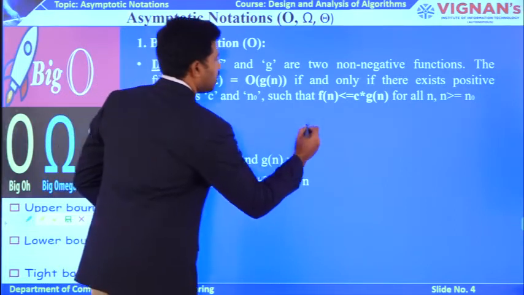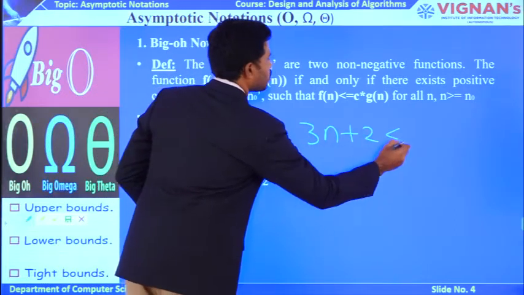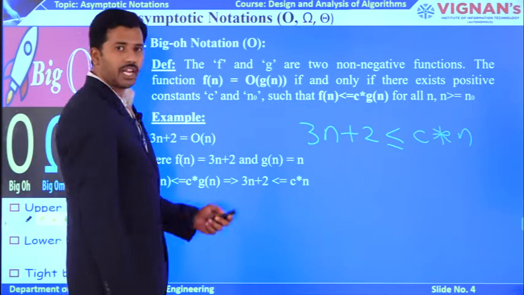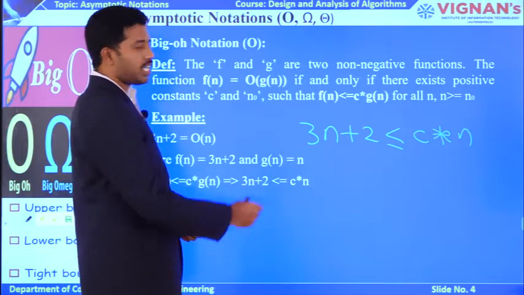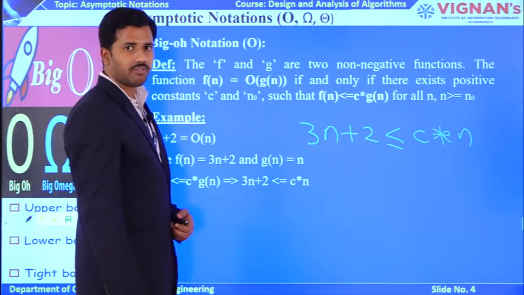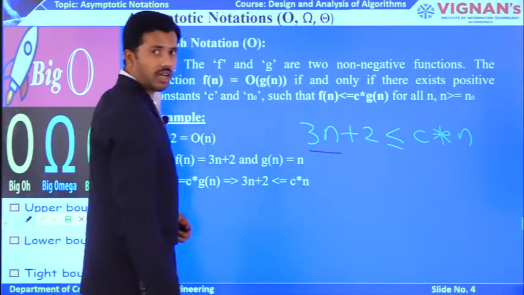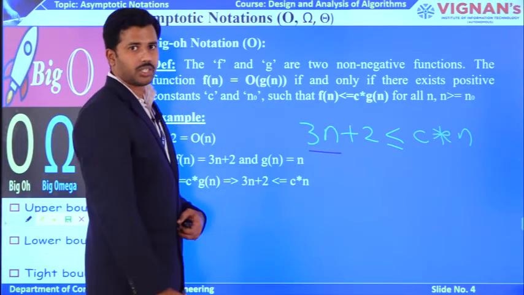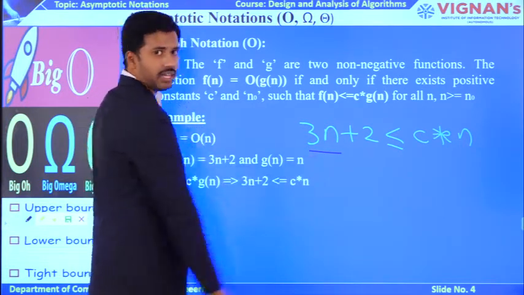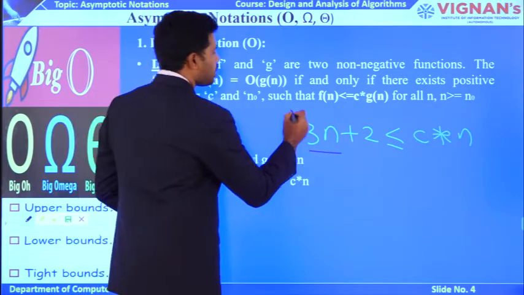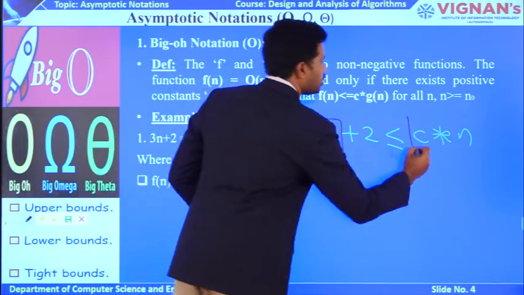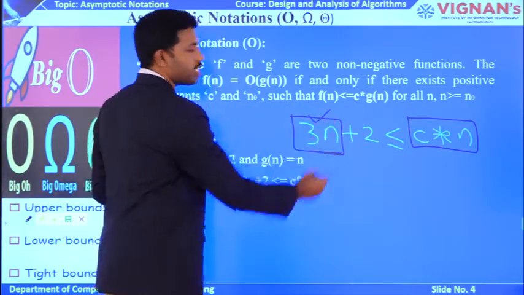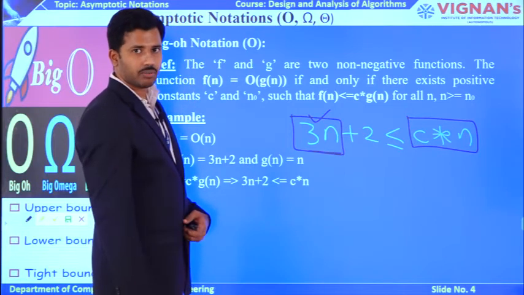If you observe here, 3n plus 2 is going to be less than or equal to C into n, right? By comparing f of n and g of n, what is the highest power among these? 3n is the highest power in the f of n function. So this is going to be a linear relationship, right? Why? Because here you have n. By comparing the highest power at f of n as well as g of n, you can say that f of n has the highest power with a multiple of 3.